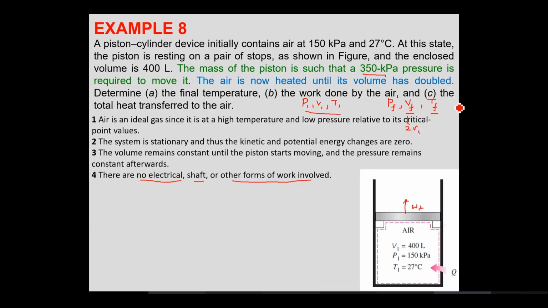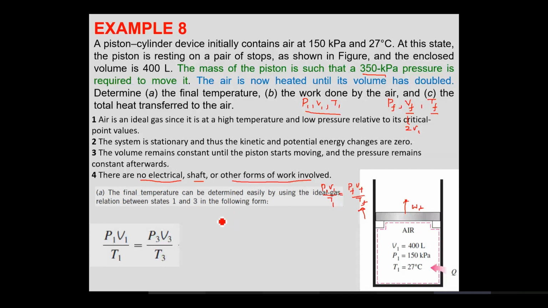So you know that for an ideal gas having two different states, you essentially have P1 V1 over T1 equal to Pf Vf over Tf. This is the equation. In this equation, the only unknown is the final temperature Tf. So if you apply the equation P1 V1 over T1 equal to P3 V3 over T3, you would essentially have these values.